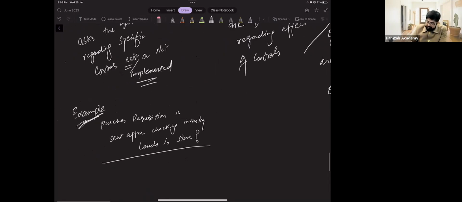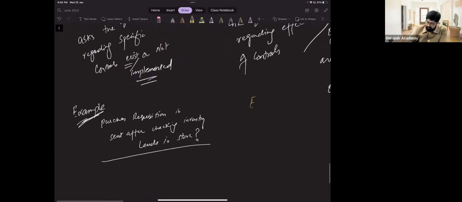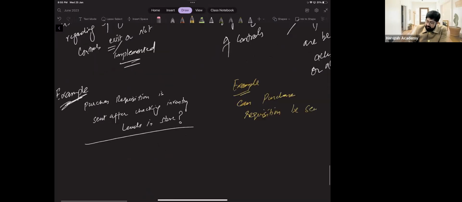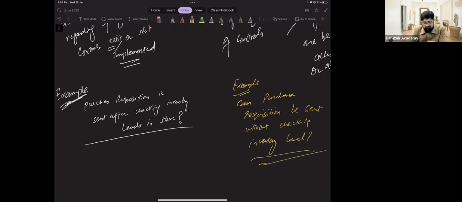So here is the example. Can a purchase requisition be sent without checking inventory level? This is the difference between the two.